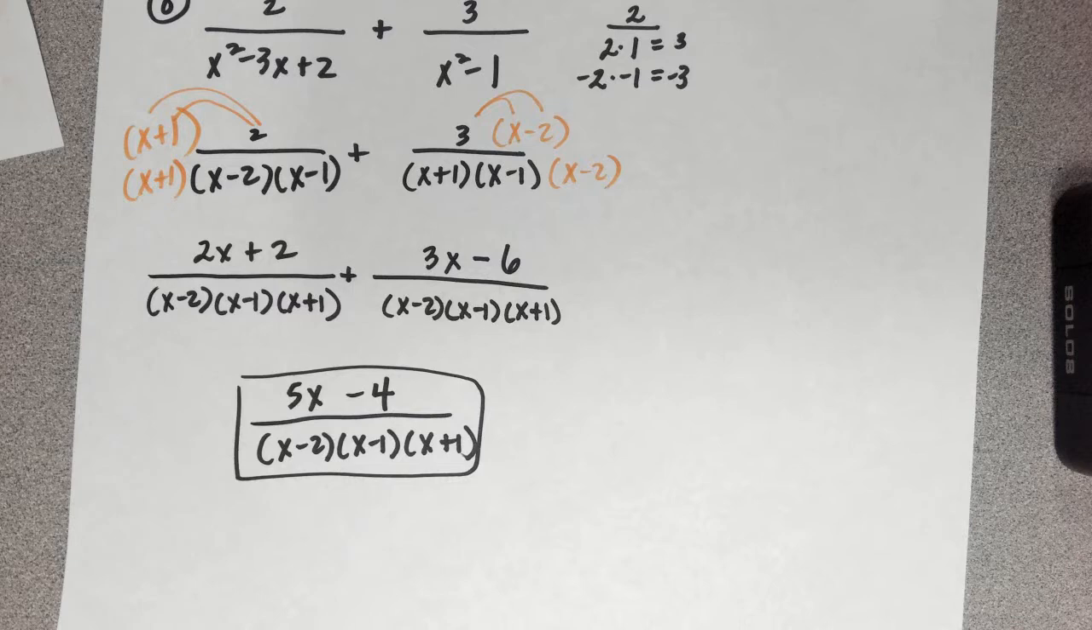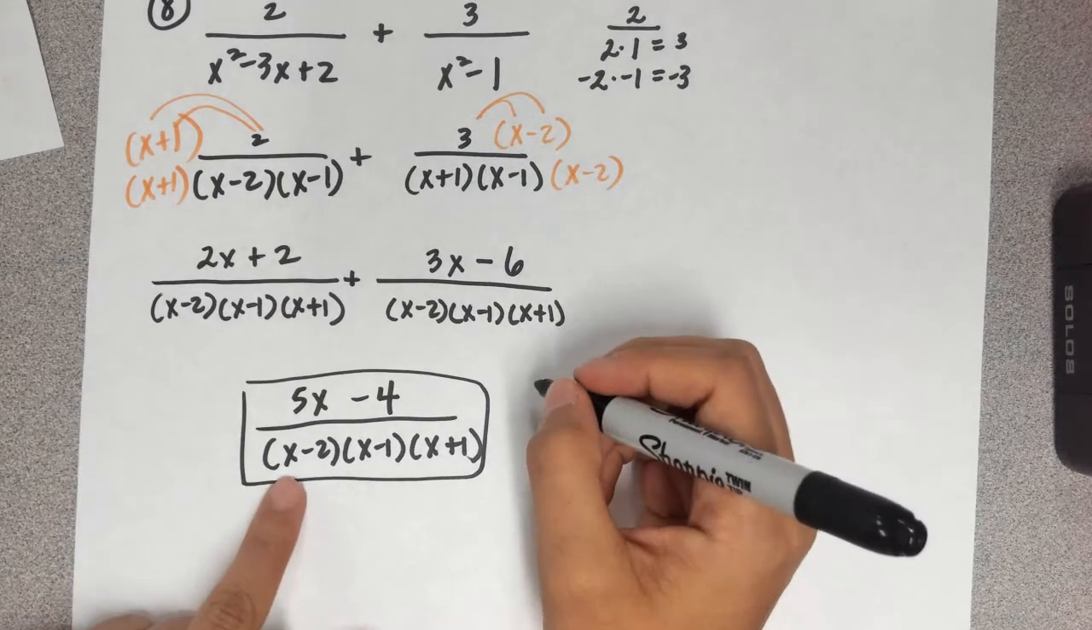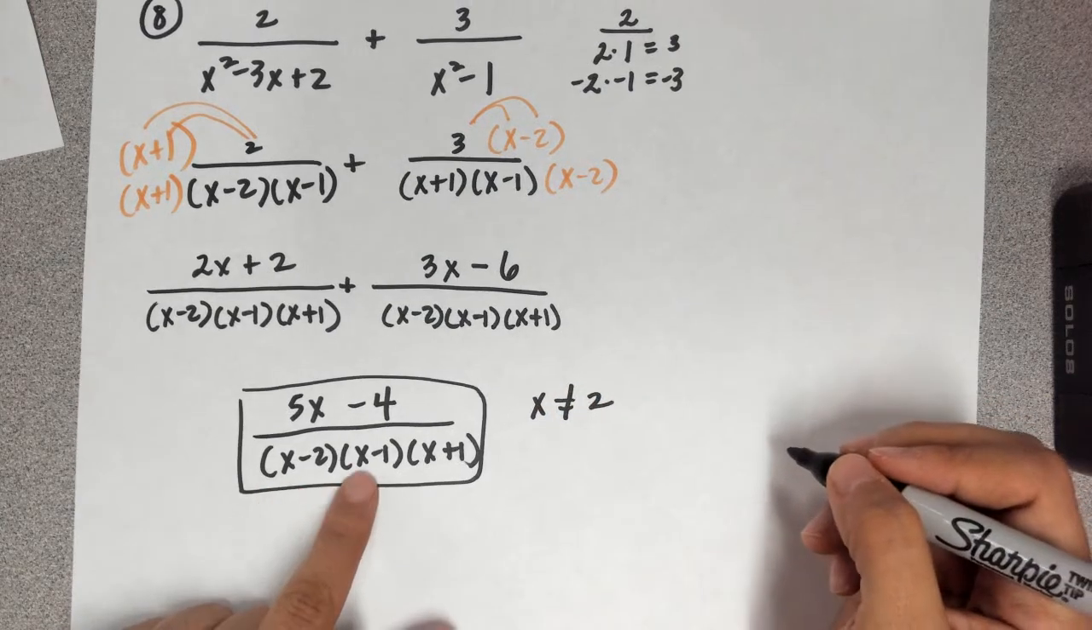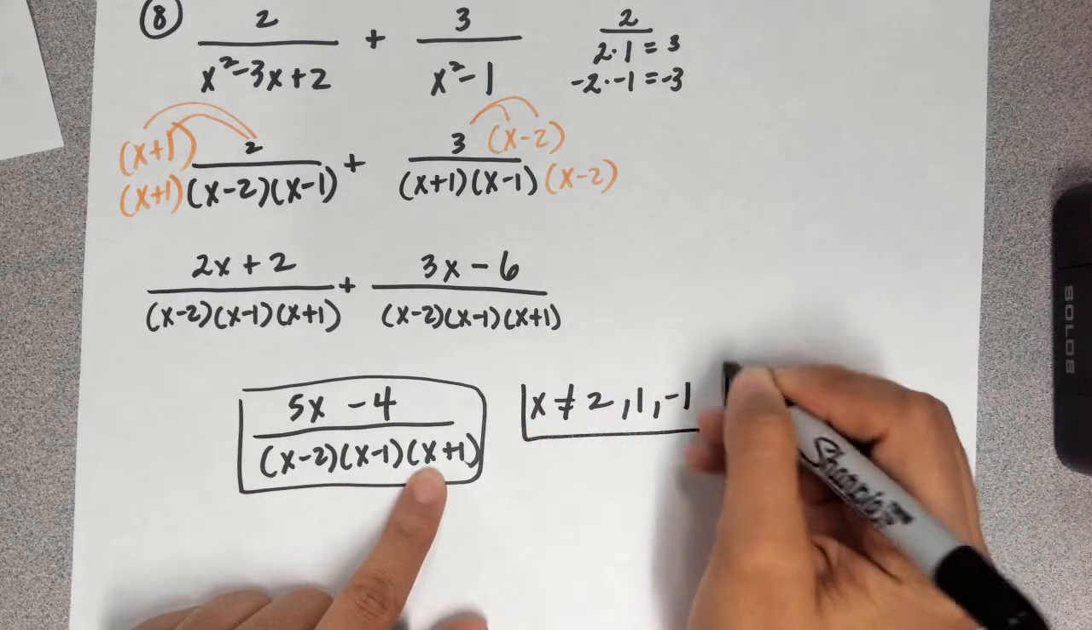Here, since it actually says state where it's undefined, I'm going to look just at the denominator. So tell me what would make this factor bubble 0: 2. What would make this guy 0: 1. And then this one would be negative 1. So that's where it's undefined.